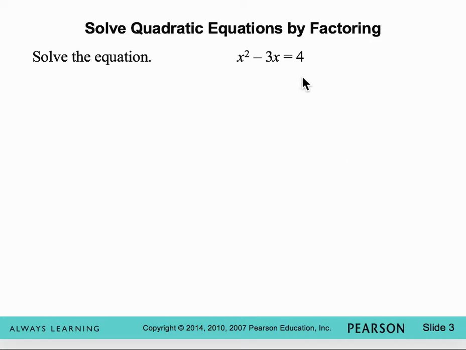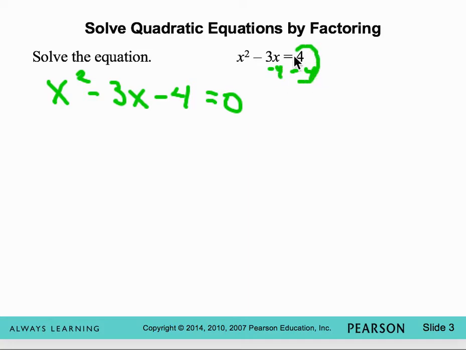If I'm going to factor, it's got to be set equal to 0. Do not forget that important step. It's got to be set equal to 0. So my first step is to subtract 4 from both sides, so that it equals 0. Your equation has to equal 0, and it has to be an actual equation. All right, so now let's try to factor this thing.